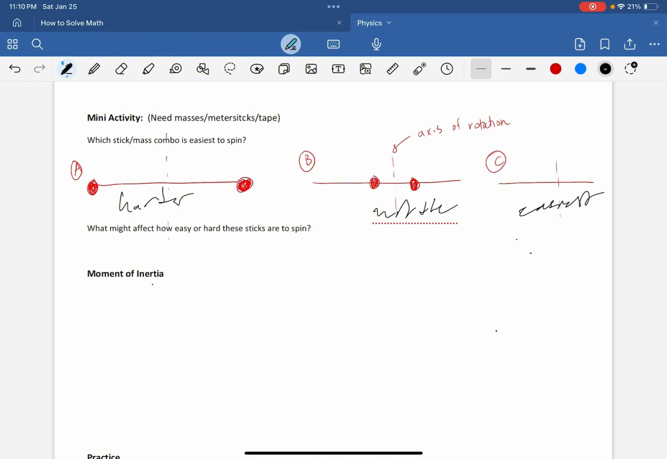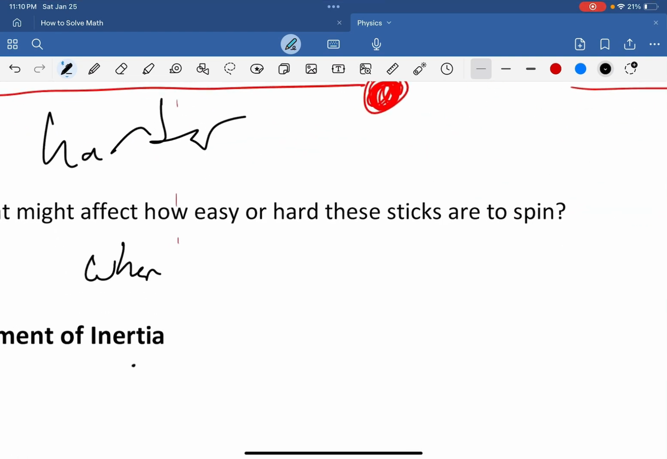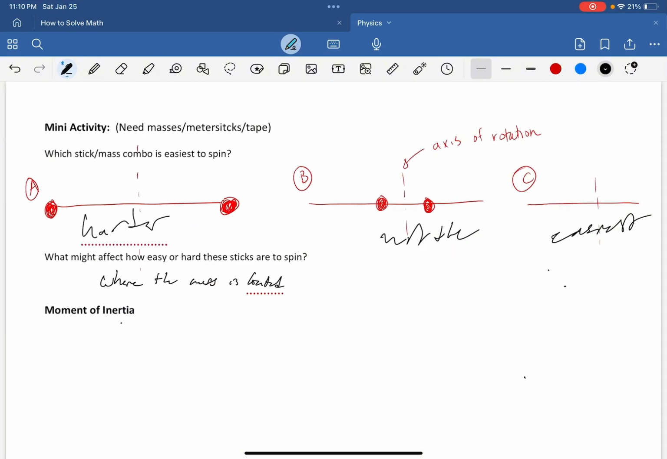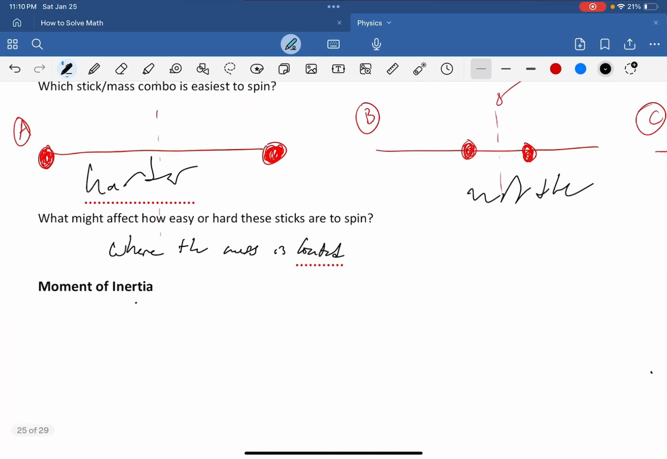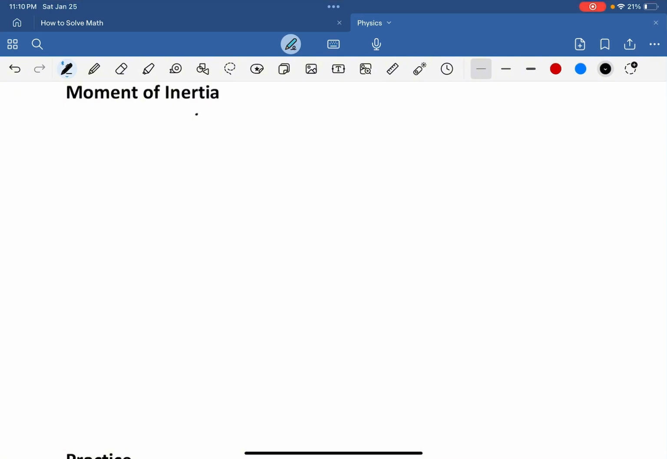What might affect how easy or hard these sticks are able to spin? It's where the mass is located. Since when it's located far away, it's harder, but when it's closer, it's easier, and when there's no mass at all, it's just easier. Whoa. So this is where we learn about moments of inertia, going back to the question on do now. This is also called rotational inertia.